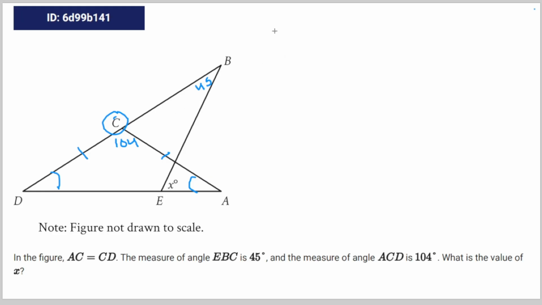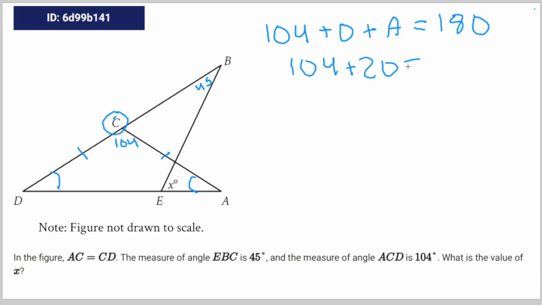So to find out the value of D, or really just the entire triangle, of both D and A, it's going to be 104 plus D plus A is equal to, well, since all triangles add up to 180 degrees, it's going to be 180 degrees. And that's according to the triangle sum theorem. And then of course D is equal to A, so you can really express it like 104 plus 2D is equal to 180. Subtract both sides by 104, you get 2D is equal to 76. Divide both sides by 2, you get D is equal to 38, I believe.